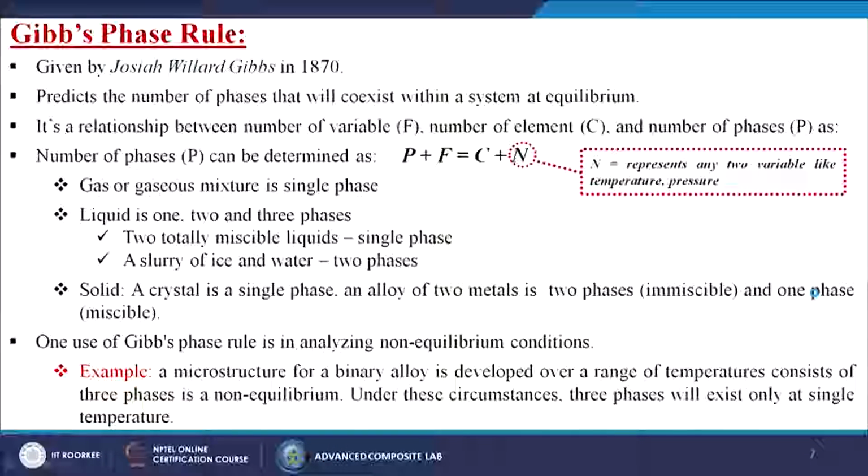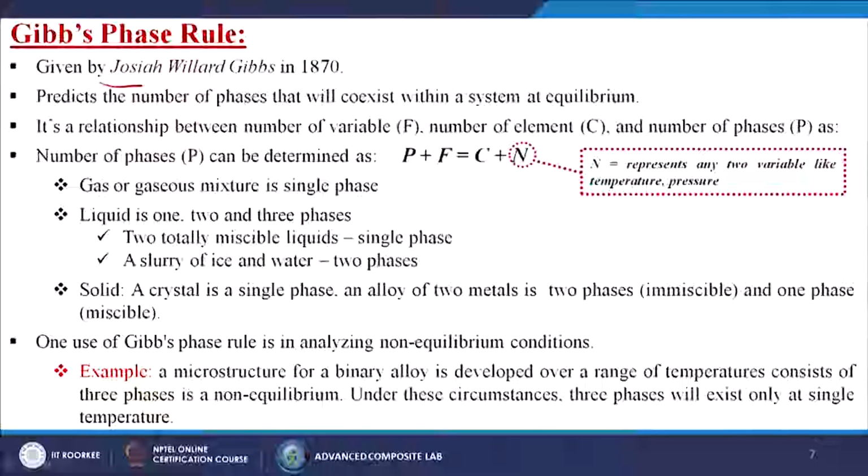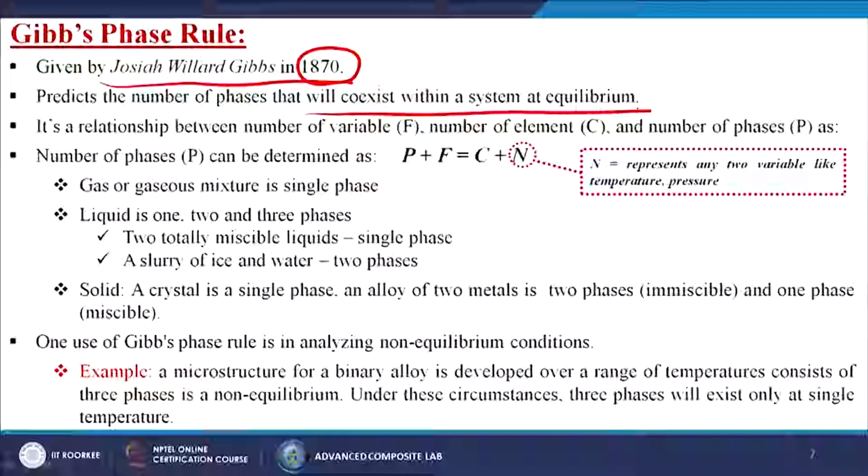Now, from where has this phase actually come, who is the inventor of that? That is why it is called the Gibbs phase rule, because it was given by Josiah Willard Gibbs in 1870. It predicts the number of phases that will coexist within a system at equilibrium. It is a relationship between the number of variables F, number of components C, and the number of phases P, as P plus F is equal to C plus N.